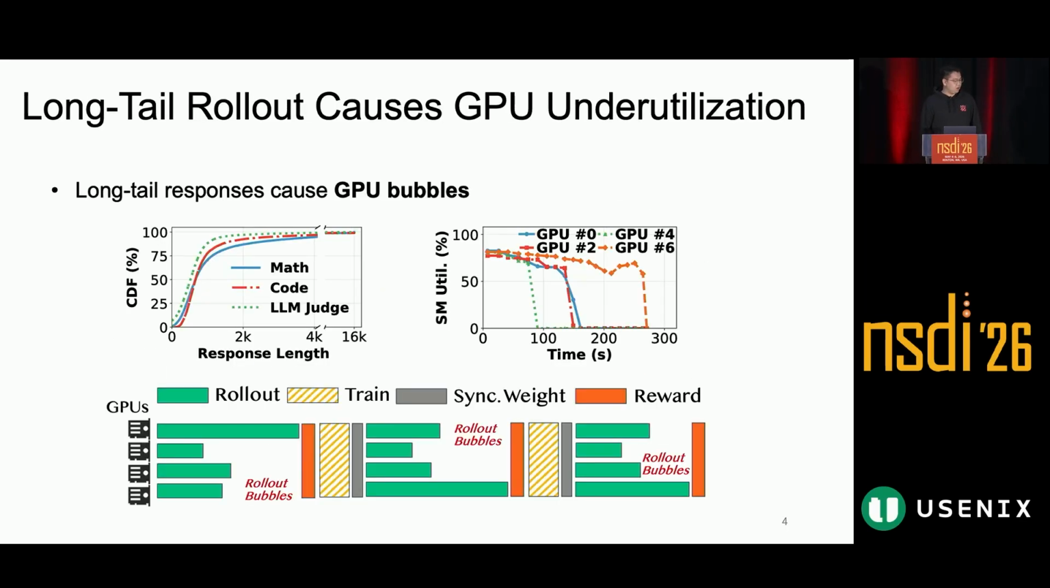The response length of various task domains also follows a long-tail distribution. Say, most responses are short, but a small fraction of responses may have much longer length than the median. This long-tail distribution causes GPU bubbles, as responses may finish at different times. So for synchronous RL training, the rollout bubble appears at each step, which results in low utilization and increased latency.